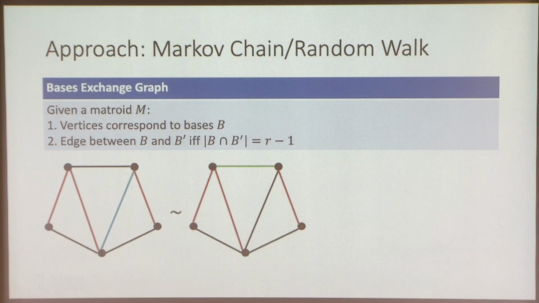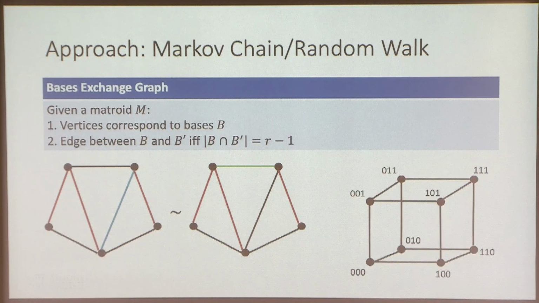Just to give you a concrete example, I draw two spanning trees here. These two spanning trees are adjacent to each other in this basis exchange graph, because you just exchange the blue edge for the green edge. This is a local update, a local move between bases.